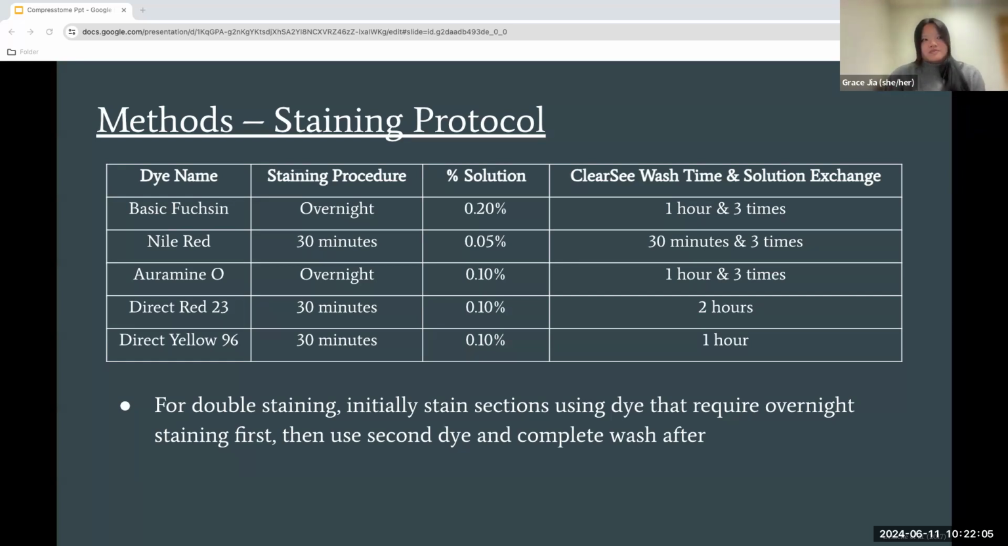And then the ClearSee wash time and solution exchange is as follows. When you are staining with a dye such as basic fuchsin, you will wash it for 1 hour, but within that 1 hour span of time, you will change the ClearSee solution 3 times in order to make sure that your sample is fully clear. And that's the same for the rest of the dyes, except for Direct Red and Direct Yellow, which don't need to be washed at all. For double staining, which I will show you an example of in a couple of slides from now, you will want to initially stain sections using a dye that requires overnight staining first, and then use the second dye and complete the wash after.